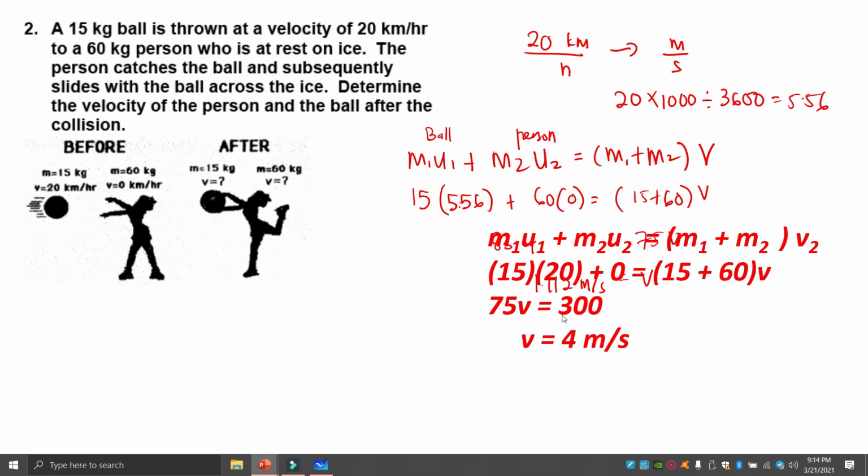The unit is not the same. If you don't change, you cannot get meter per second. You have to change first, kilometer per hour to meter per second. Then you can get the unit meter per second.